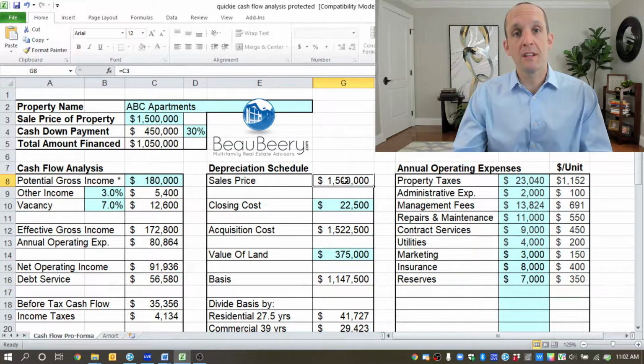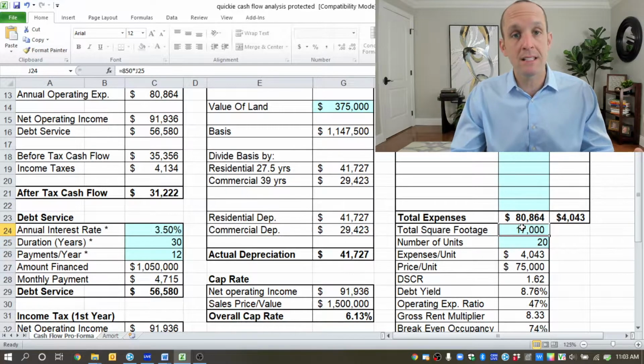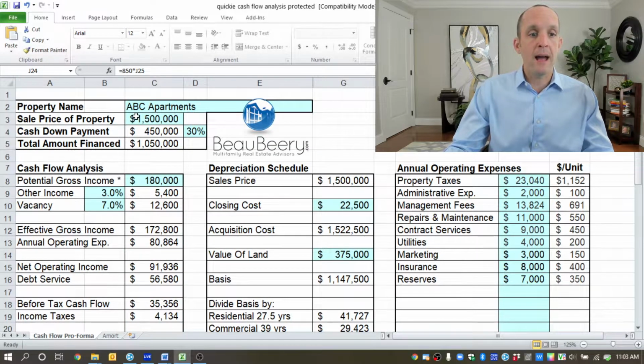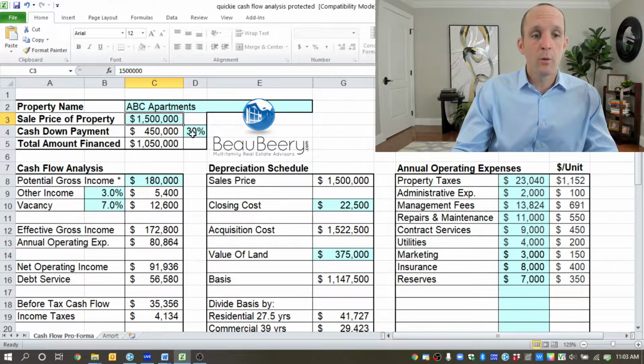Now I'll go over the assumptions of the property that we're gonna look at. So we have a 20-unit apartment complex that's roughly 17,000 square feet. We're buying it for $1.5 million, which is about $75,000 a unit. We're gonna assume a 70% loan to value.